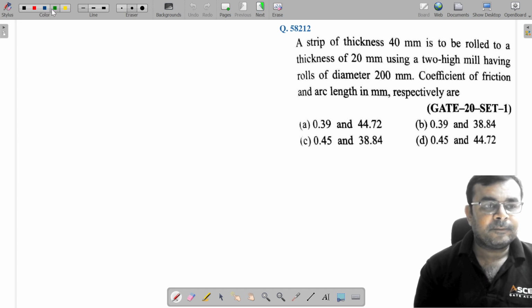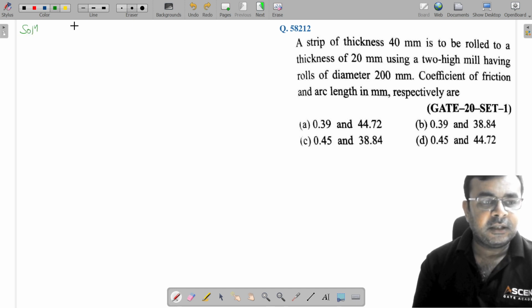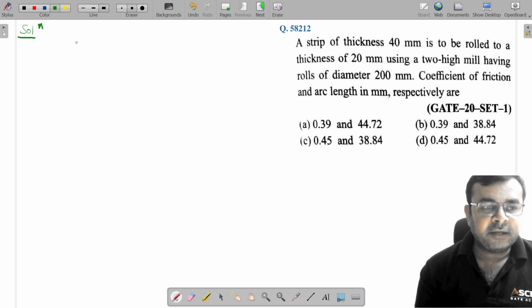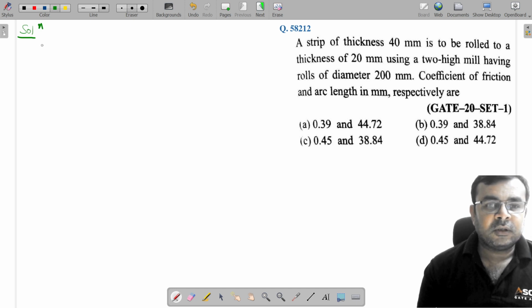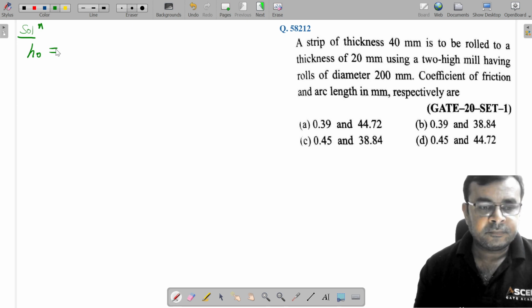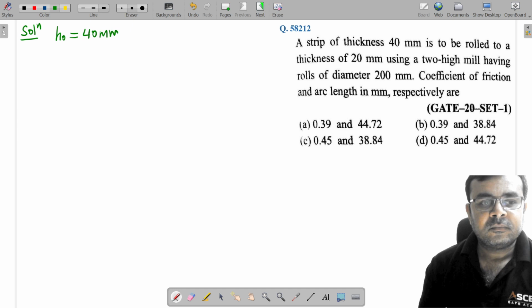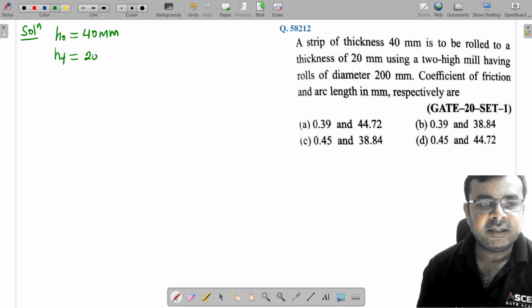So you can see here, if I write its solution, then you can see. First you write what is given in the question. The thickness means h naught. This is the original dimension which is given here. H naught is the original height of the strip, that is 40 mm. And after rolling, the final height is 20 mm.